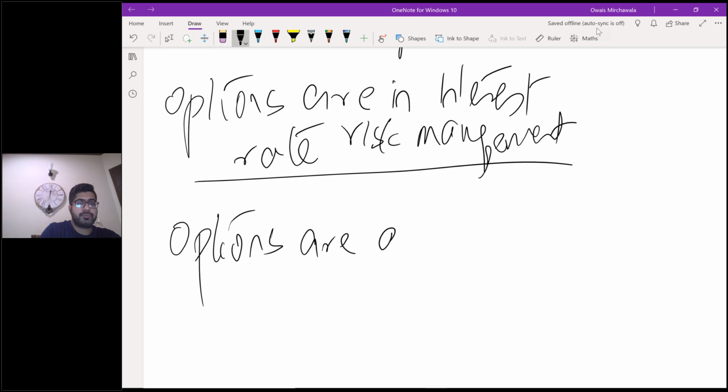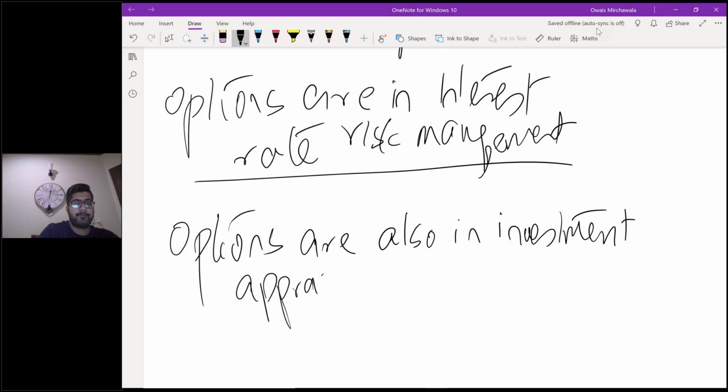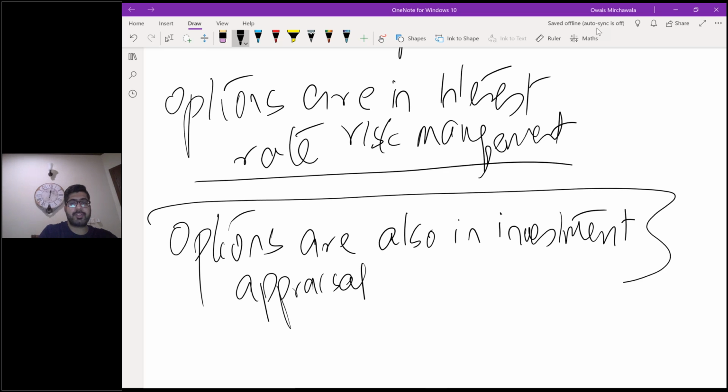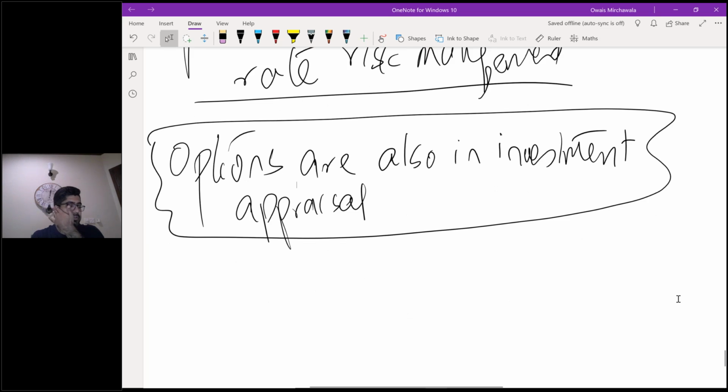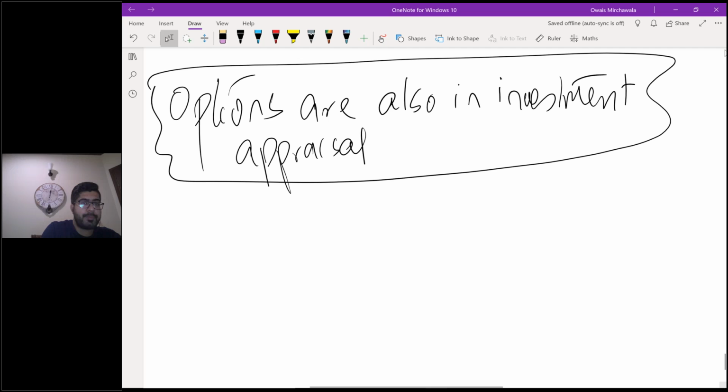Options are also in investment appraisal. When you're finding NPV of a project, you also have some options. Okay, so there are usually 3 options in investment appraisal. I'm writing them down quickly, copy, so that I can explain.